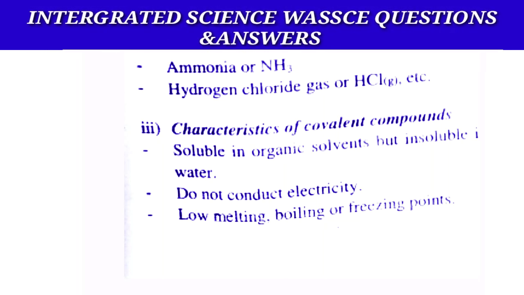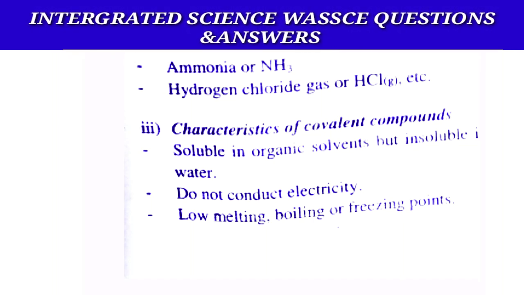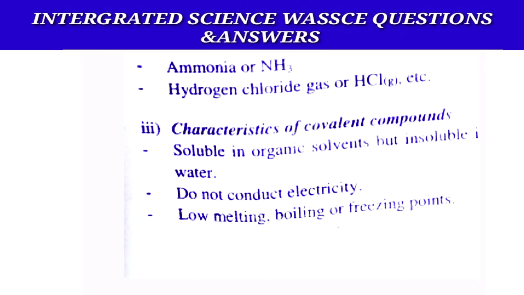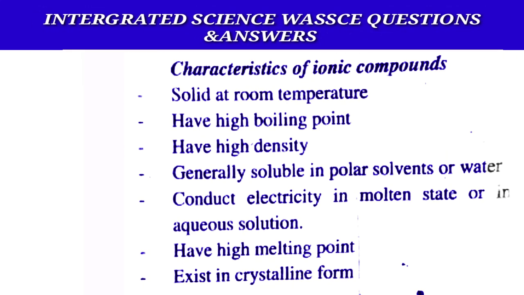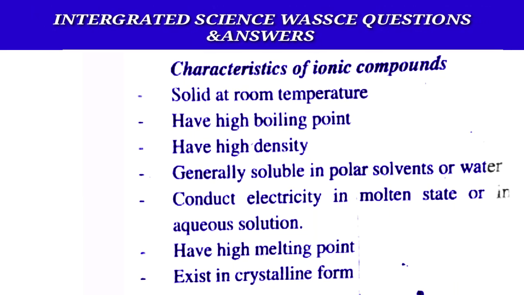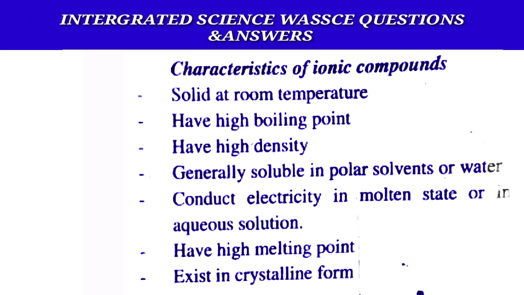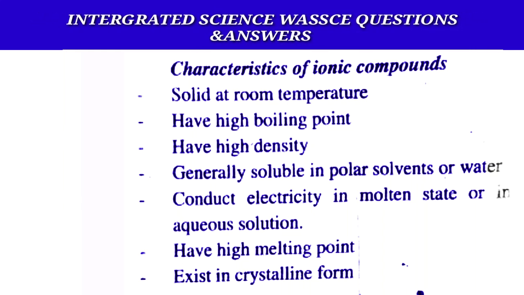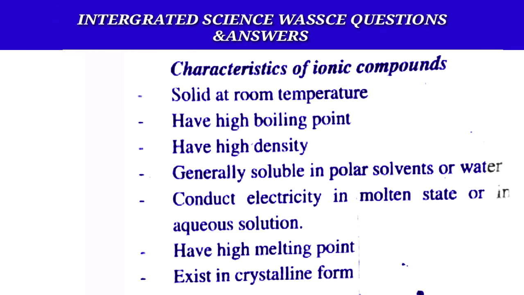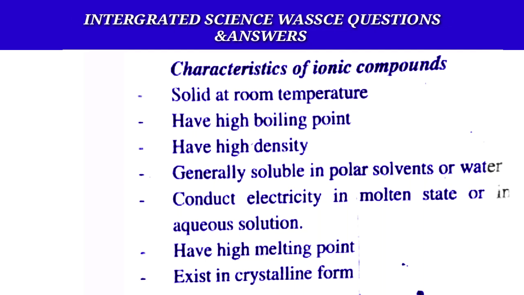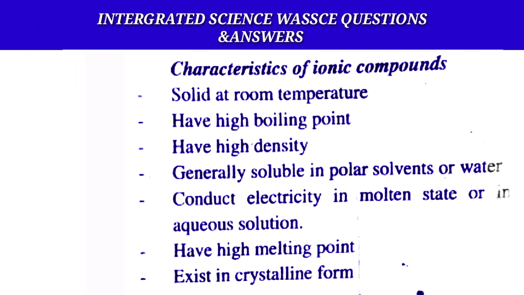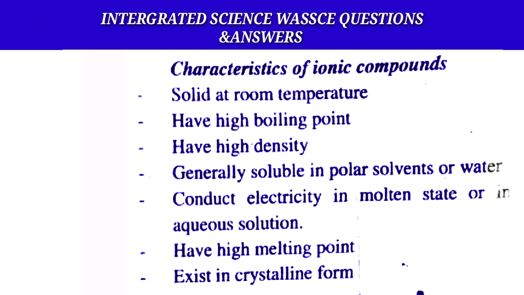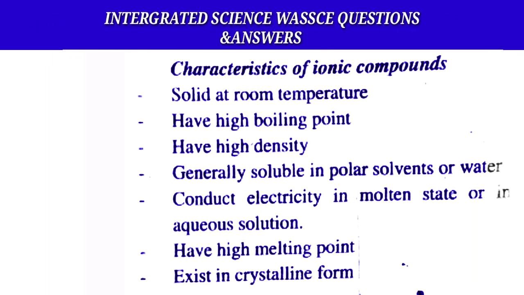Characteristics of covalent compounds: soluble in organic solvents but insoluble in water, do not conduct electricity, low melting or boiling or freezing points. Characteristics of ionic compounds: solid at room temperature, have high boiling point, have high density, generally soluble in polar solvent or water, conduct electricity in molten state or in aqueous solution, have high melting point, and exist in crystalline form.